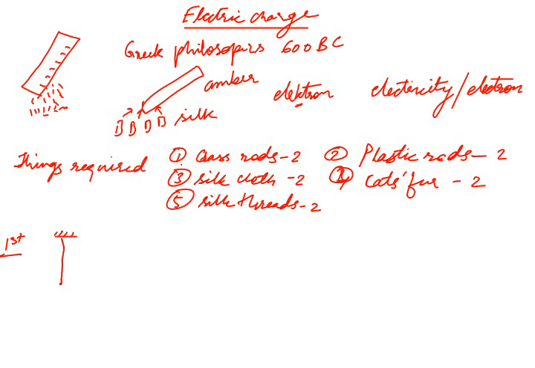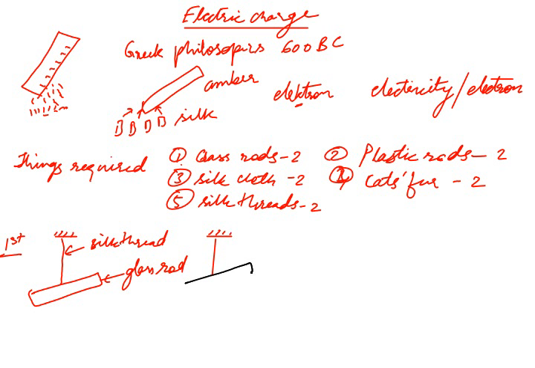Hang 1 glass rod with silk thread. This is the silk thread. This is the glass rod, and for consistency, I will draw the glass rod in red and the plastic rod in black. Hang another rod, that is the plastic rod, drawn in black, with silk thread. And I have one more glass rod which I don't hang, I will just keep it aside, and another plastic rod. This is the setup.